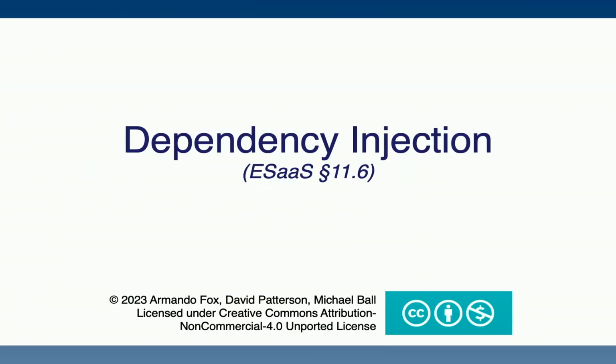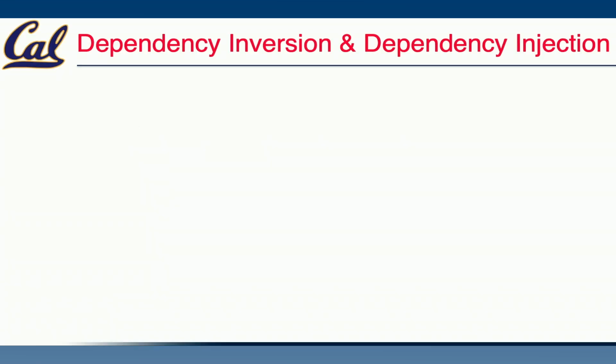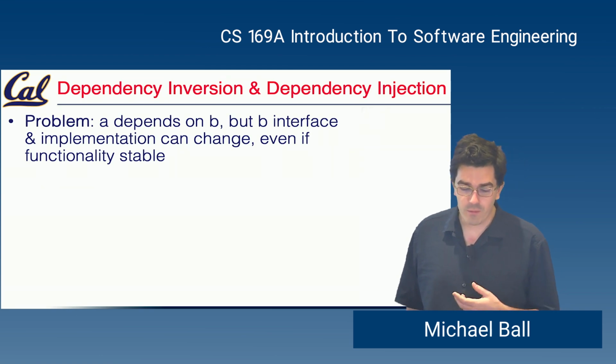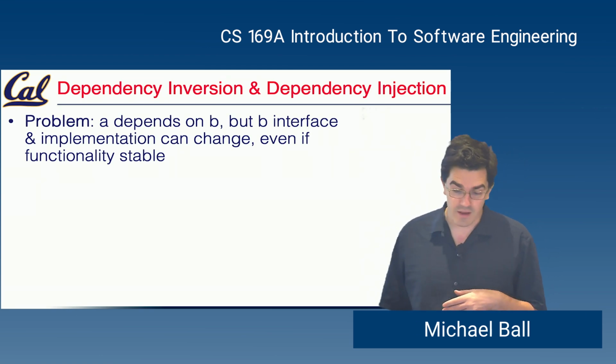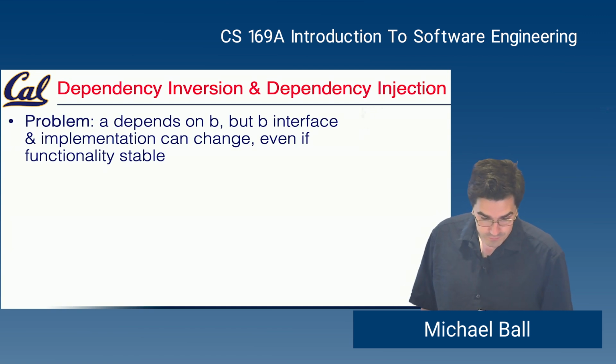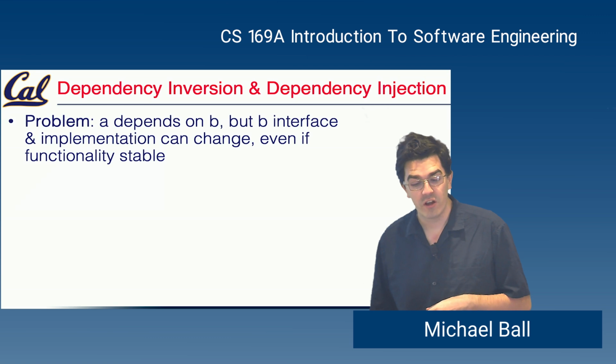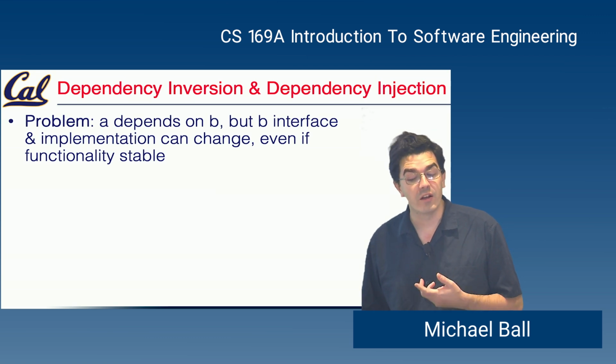Moving right along to the word SOLID, we're at I, which we call dependency injection, or injection of dependencies if we want the I to really be first. This also goes by the name dependency inversion. But the problem that we're trying to address is if some class A depends on some class B, but the interface to B and implementation can change even if the functionality is otherwise stable.